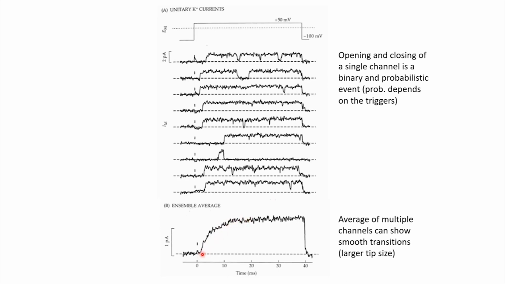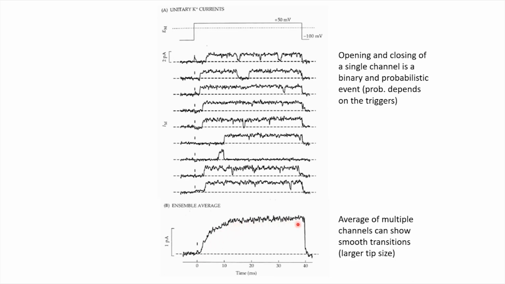So in the beginning the probability of opening is small, so only a few channels can be open, and after a few milliseconds the probability of opening is increased, so now more channels can be open. But any given channel will only be either fully closed or fully open, not partially open. So we might get this kind of a recording trace in the patch recording if we have a relatively larger tip size that includes multiple channels.